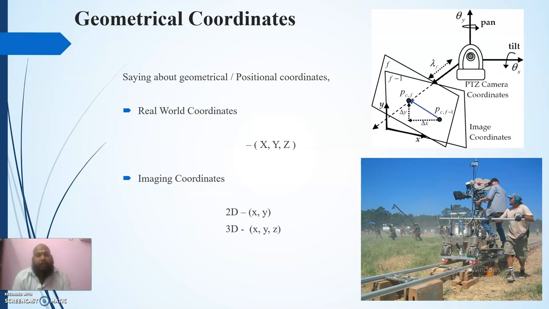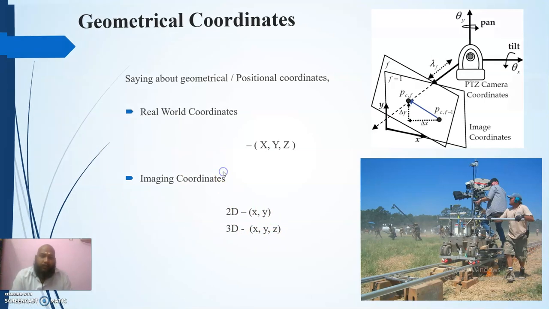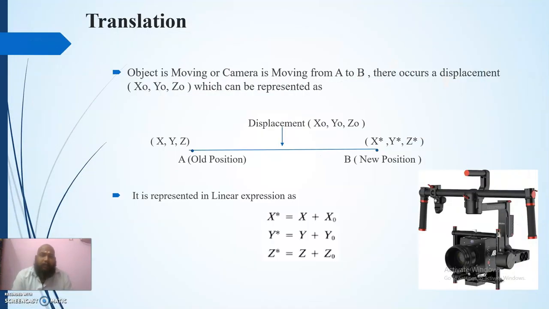Regarding the positional coordinates, the real world coordinates can be given in three dimensions, that is x, y, and z. The imaging coordinates can be referred to in two dimensions or three dimensions. If two-dimensional, it is x comma y, and if three-dimensional, it is referred to using x, y, and z.